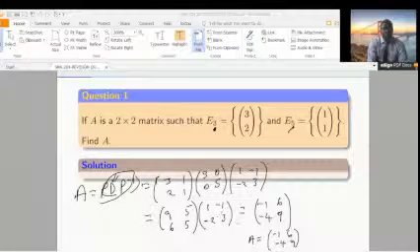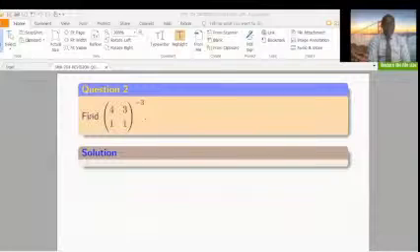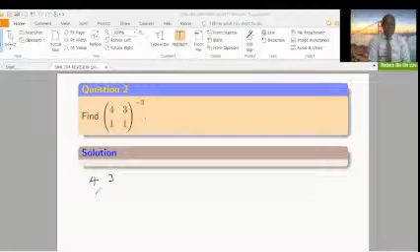So let's proceed to the next question. Now we have this question, we are asked to find this matrix raised to negative 3. Now it would be very easy to find this matrix raised to 3. There are 2 ways to do this question. The first is to notice that this matrix can also be written as the inverse of this matrix and then raised to 3.